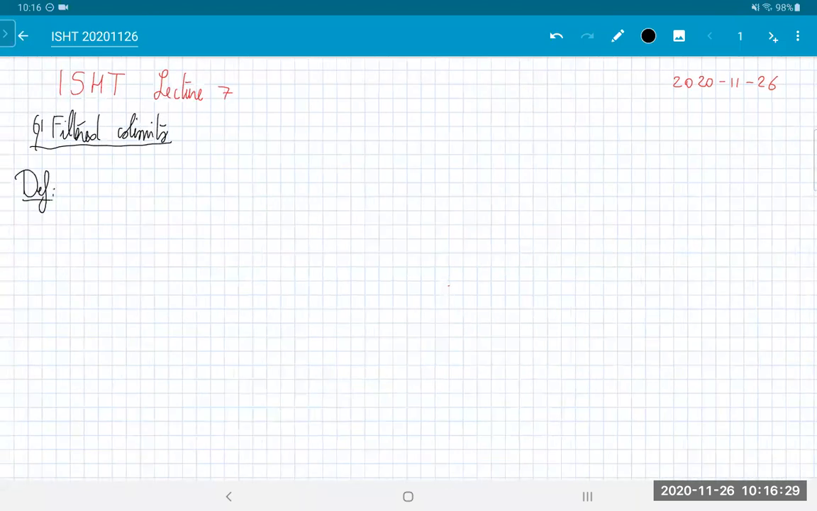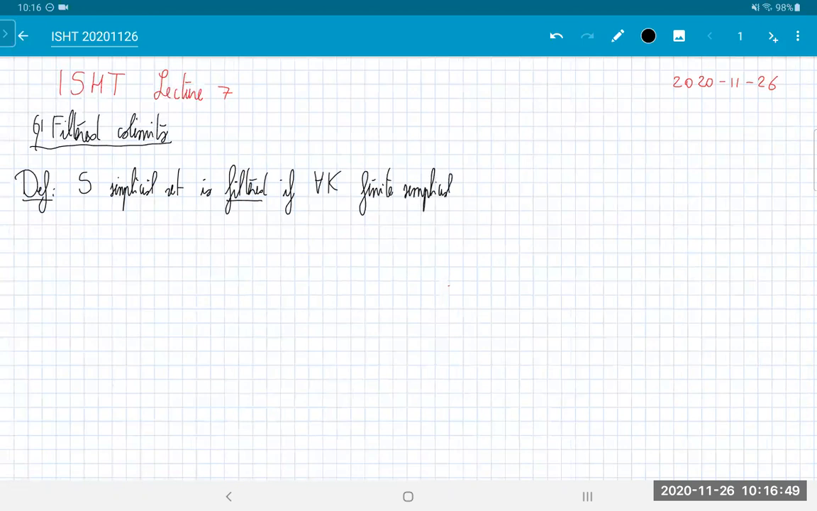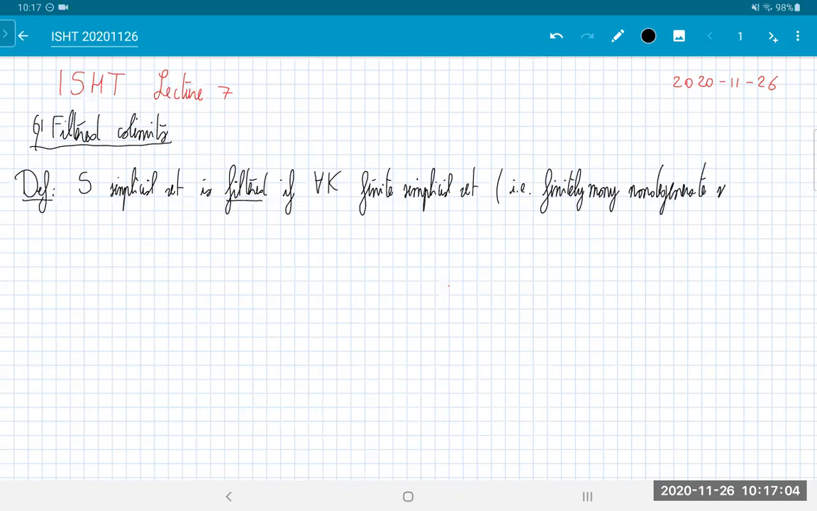Okay, let me start. Let's say that a simplicial set S is filtered if for every finite simplicial set K, by which I mean finitely many non-degenerate simplices, and every map K to S, we can extend it to the cone.